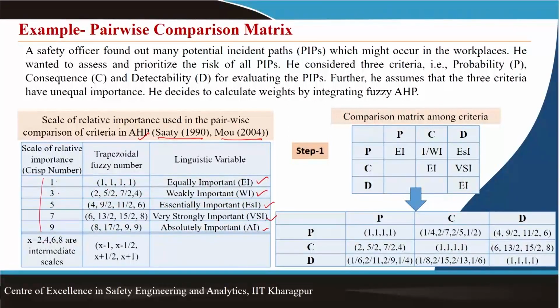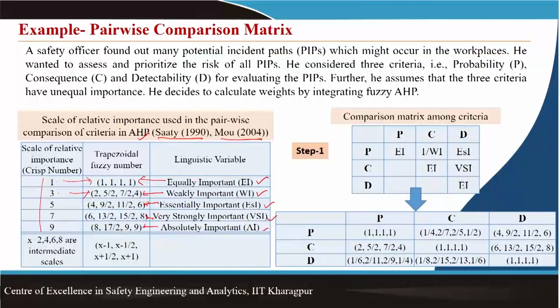Then if I want to use trapezoidal fuzzy numbers, this is the conversion from crisp to fuzzy. This is similar to the one you have seen earlier, but definitely the values are different. So if it is equally important, A1, A2, A3, A4 all will get 1. Weakly important, A1 will be 2, A2 will be 5 by 2, 7 by 2, 4. So something like this, and the in-between values you can calculate using this formulation.